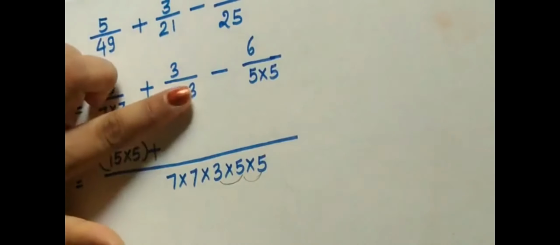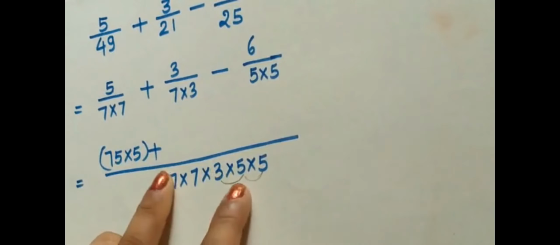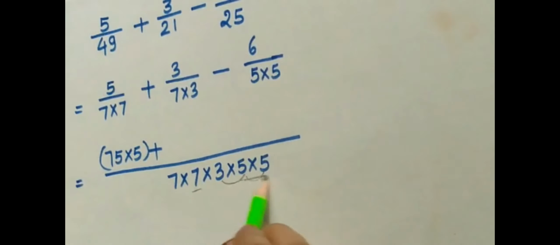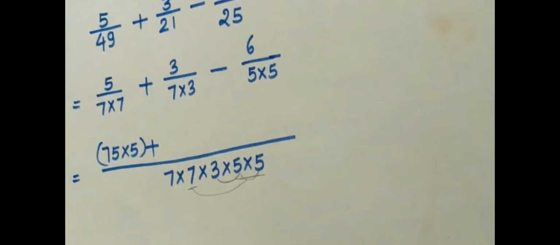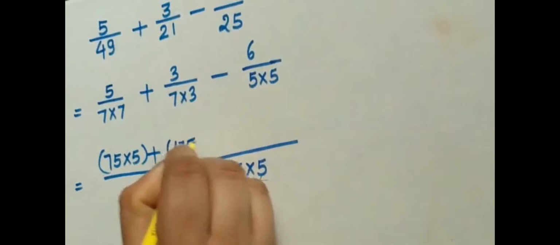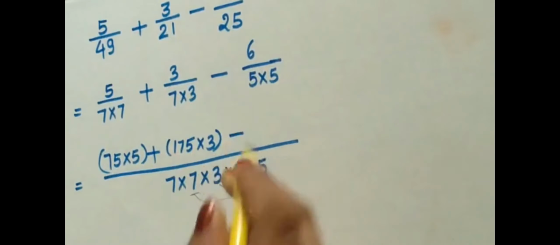We will copy this plus. Now the second fraction, 7 cross 3. So we will hide this 7 and 3 from here. Now we are pending with 5 cross 5 cross 7, that is 25. 25 cross 7 will give us 175. So we need to multiply this 175 with the numerator 3. We will write this in a bracket and copy this minus here.